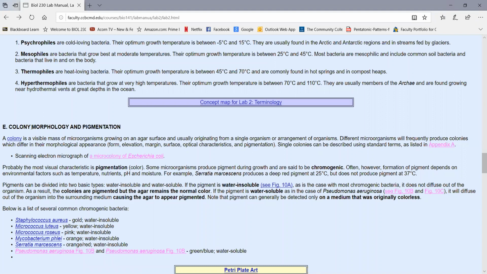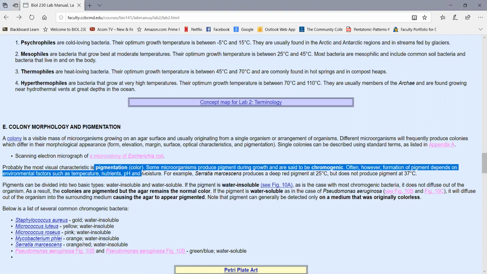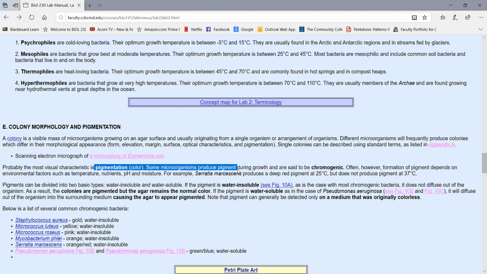Now, the most visual characteristic that we can see when bacteria grow on a Petri plate is that of pigmentation or color. Some microorganisms naturally produce a colored compound during their growth. They produce pigment. And so bacteria which produce pigment are said to be chromogenic. They have the ability to produce color when they grow. Now, whether they make that pigment can depend on environmental factors. For example, Serratia marcescens, which we're going to use in several labs, has a deep red pigment at 25 degrees Celsius, around room temperature, but doesn't produce pigment at body temperature, or 37 degrees Celsius.